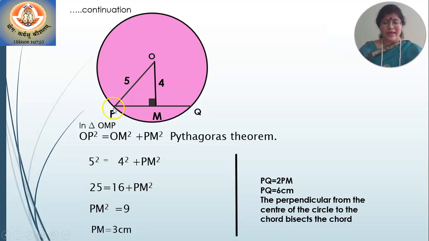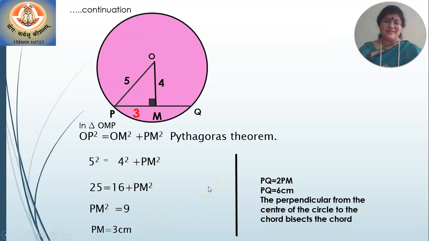Look at triangle OMP. It is a right angle triangle. So you will use Pythagoras theorem. So OP square equal to OM square plus PM square. Then you jot down the values. Substitute 5 square equal to 4 square plus PM square. So you get 25 equal to 16 plus PM square. And then you get PM square is equal to 9. 16 goes there, so you subtract and you get the value of PM equal to 3.